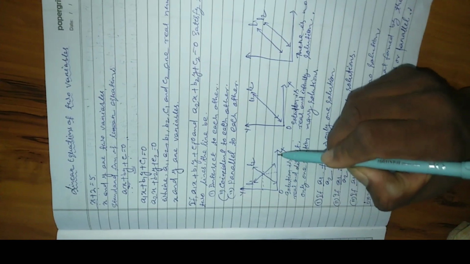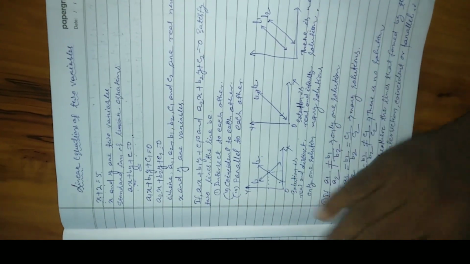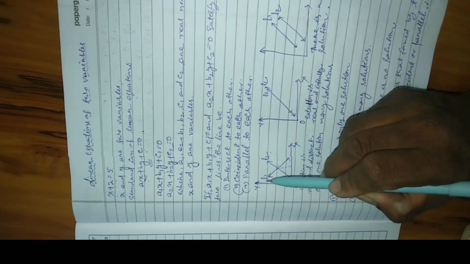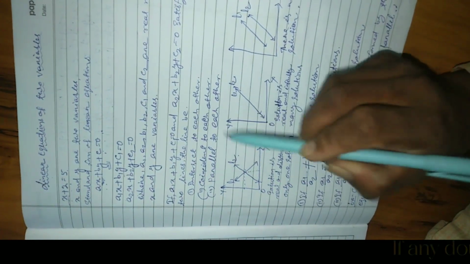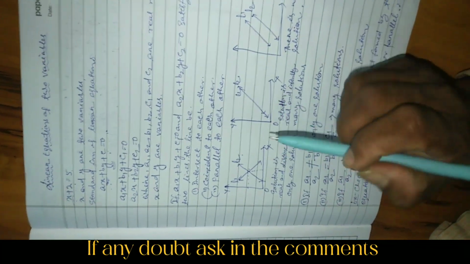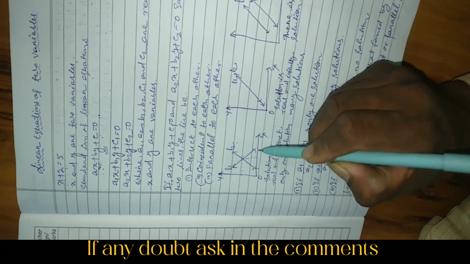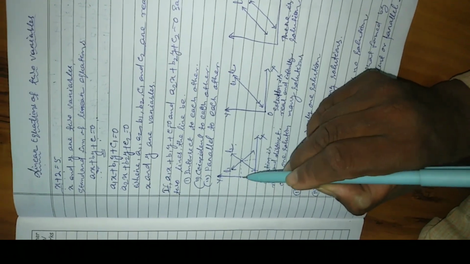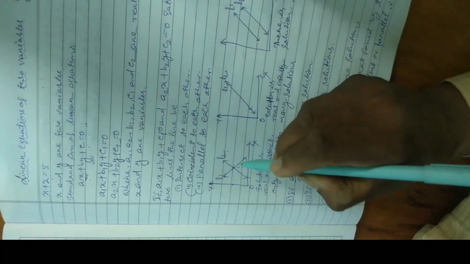Here this is the graph. L1 and L2 are two lines which are formed by the two equations a1x plus b1y plus c1 is equal to 0 and a2x plus b2y plus c2 is equal to 0. Then these lines are intersecting to each other, and here the point is the solution of the equations. That means the coordinate of the point is x, y.